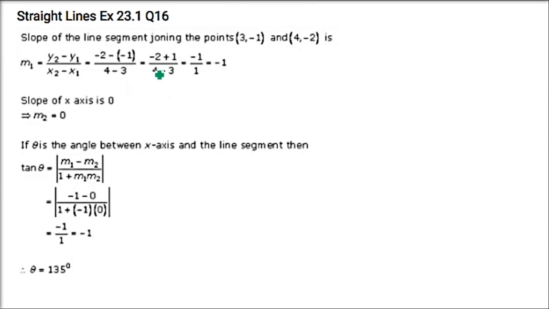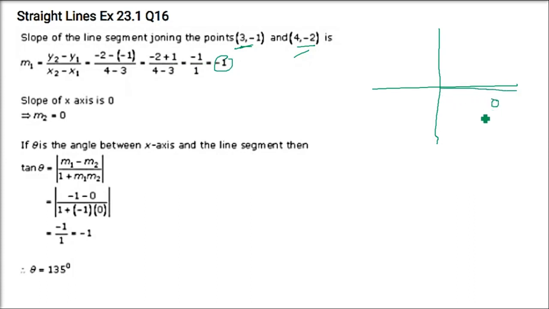Find the angle between the x-axis and the line joining the points (3, -1) and (4, -2). This question will be coming again in the exam. First of all, let us find the slope. The slope is (y2 minus y1) by (x2 minus x1). Your (x1, y1) is (3, -1) and (x2, y2) is (4, -2). So the slope is minus 1.